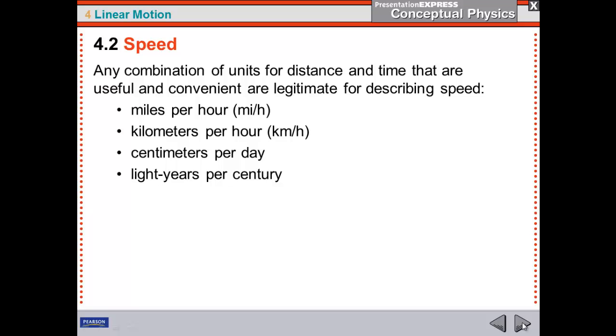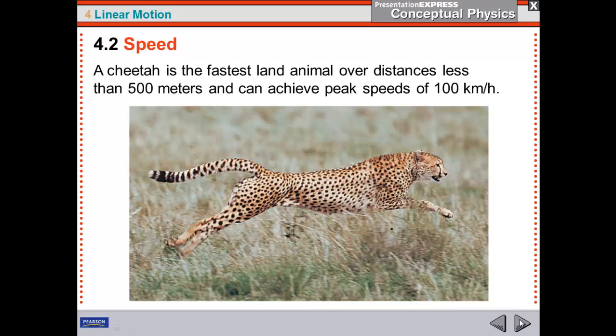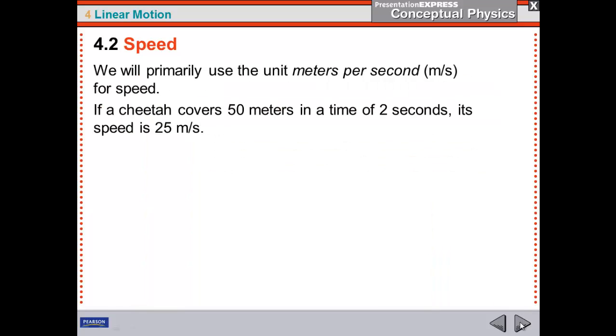So the units that we'd be using for speed are things like miles per hour, but we don't really use that in Australia. We've got kilometres per hour, you've got centimetres per day, light years per century. You could use any unit as long as you've got a measurement of distance and a time measurement for that. So we know cheetahs obviously can run really fast, they're the fastest animals. They can actually achieve speeds of about 100 plus kilometres per hour.